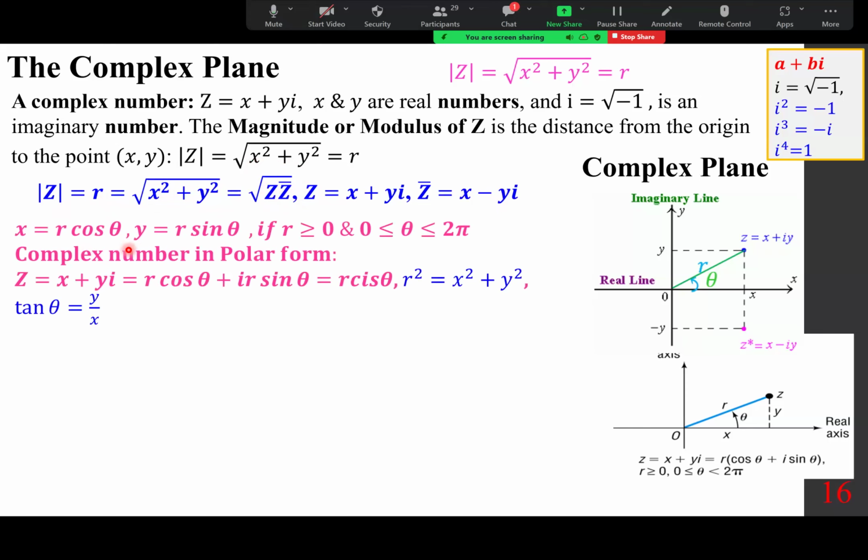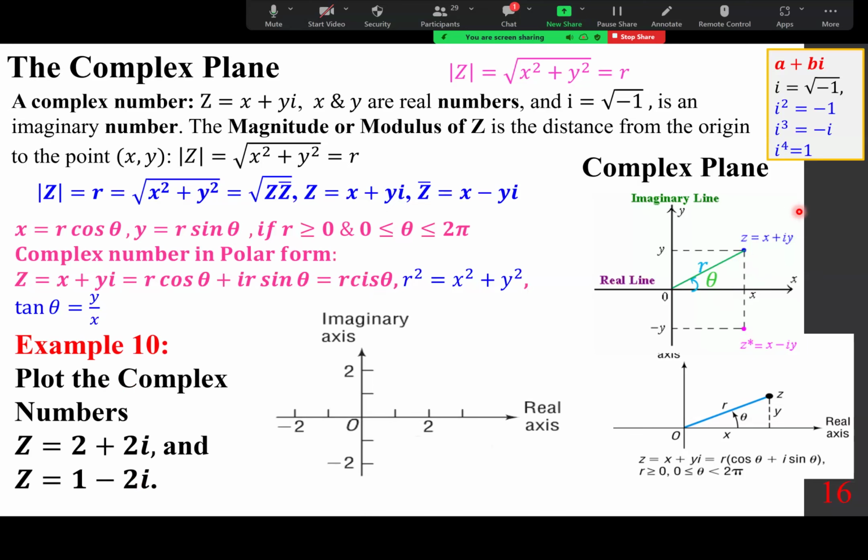x is r cosine theta, y is r sine theta. If r is greater than or equal to 0 and theta is between 0 and 2 pi, these are complex numbers in polar form. Again, we discuss it towards the end. z is x plus yi, r cosine theta plus i r sine theta, short r cis theta. Just to get you familiar with the concept, you don't have to worry about it too much. And tan theta is y over x, or sine over cosine. x represents cosine, y represents sine.